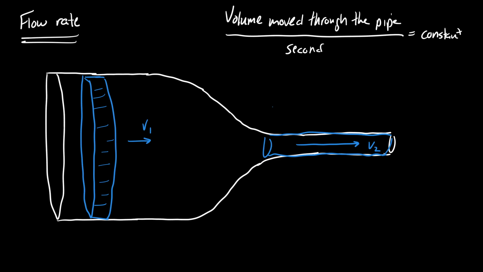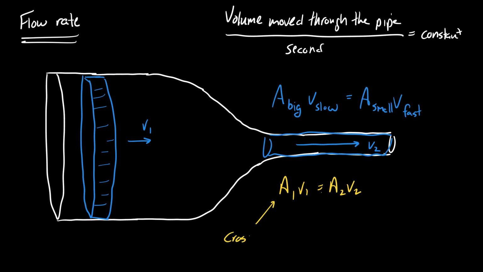The way this looks is the cross-sectional area of the big section has a velocity that is slow, while when you get to the small cross-sectional area, the velocity is fast. The smaller you make the opening, the faster the fluid is going to flow. That is Pascal's principle. I wrote it with big and small, but we could write it as A1V1 equals A2V2, where A is cross-sectional area and V is velocity. That's known as Pascal's principle.